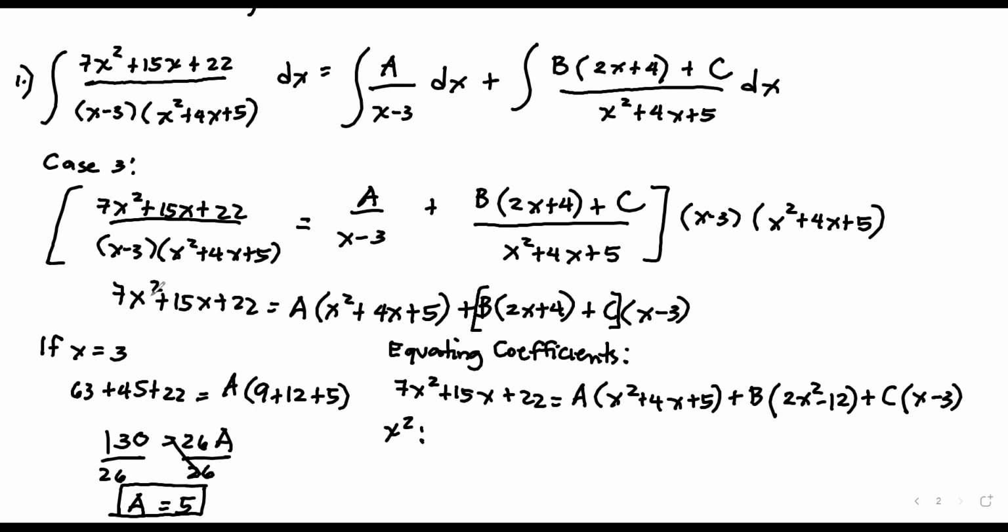So we'll have here, 7 equals a plus 2b. The value of a is 5. So 7 equals 5 plus 2b. So 7 minus 5 equals 2b. 7 minus 5, that is equal to 2, equals to b. Divide both sides by 2. So b is equal to 1.